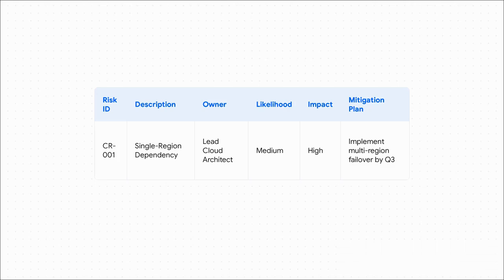And there it is, a fully completed entry. Our mitigation plan is crystal clear and actionable. Implement multi-region failover strategy by Q3. We've got the whole picture now. We know the risk, who owns it, how serious it is, and exactly what we're going to do about it. We took this vague, scary idea and turned it into a concrete plan. That's the power of this process.